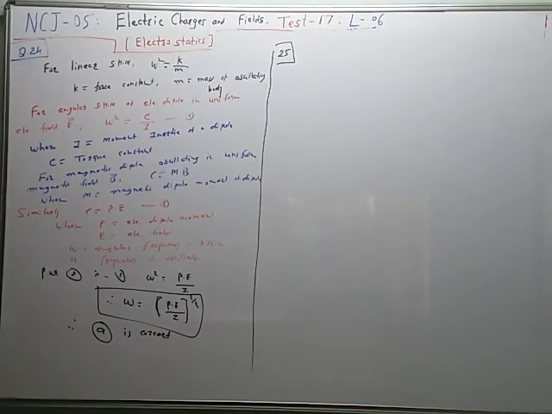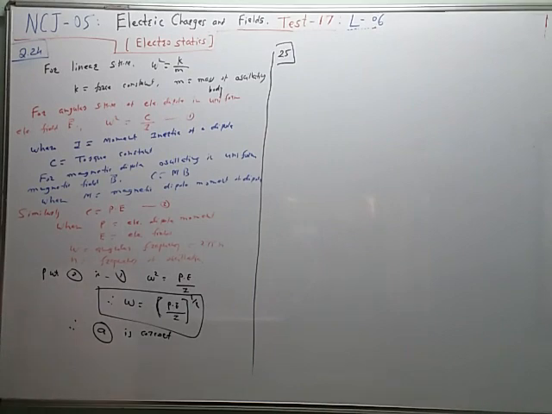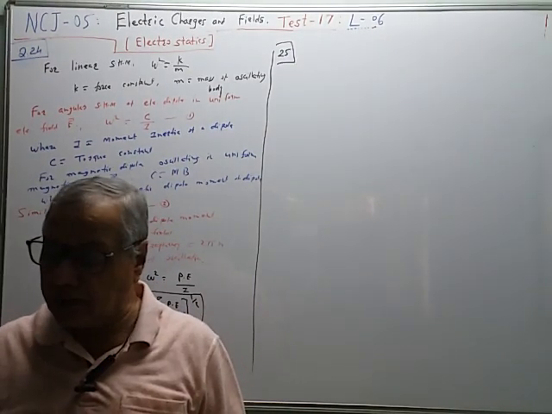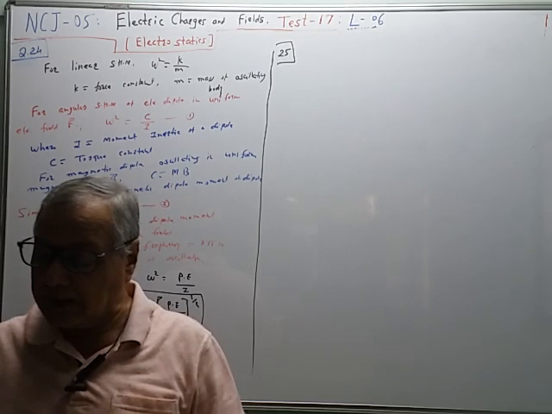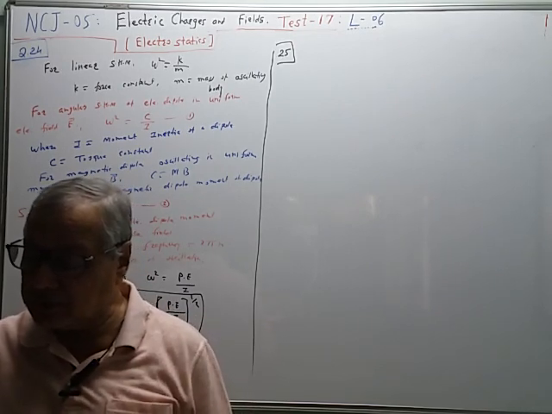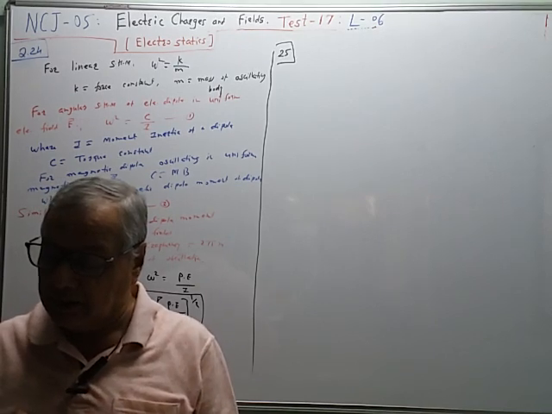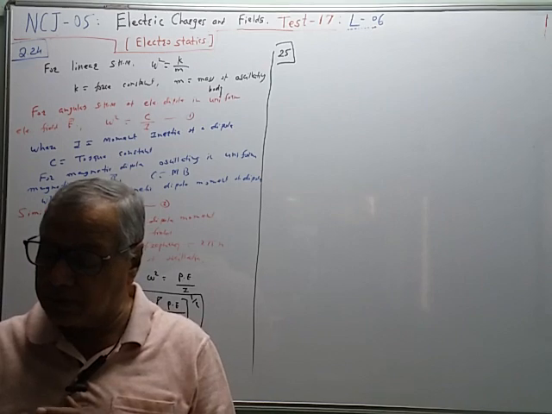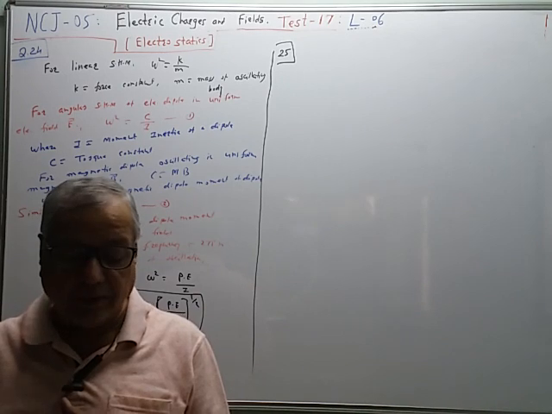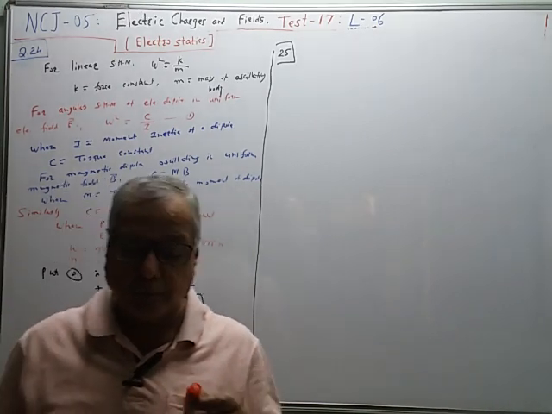Next, 25. The electric field due to an electric dipole at distance r from its center in axial position is E. If the dipole is rotated through an angle of 90 degree about its perpendicular axis, the electric field at the same point will be.